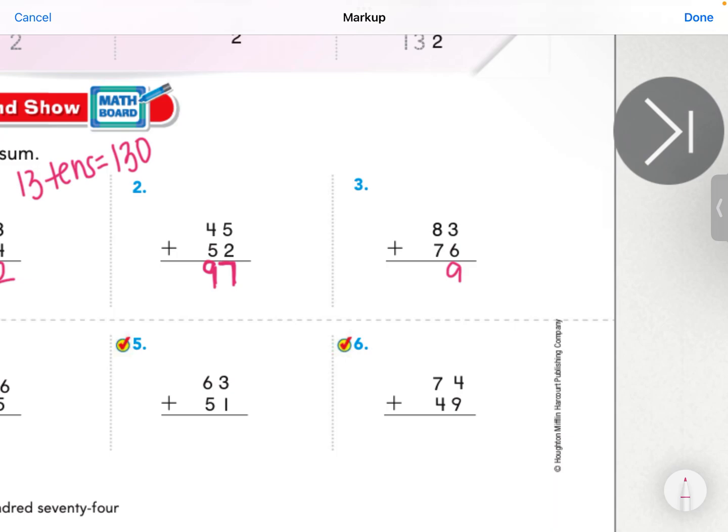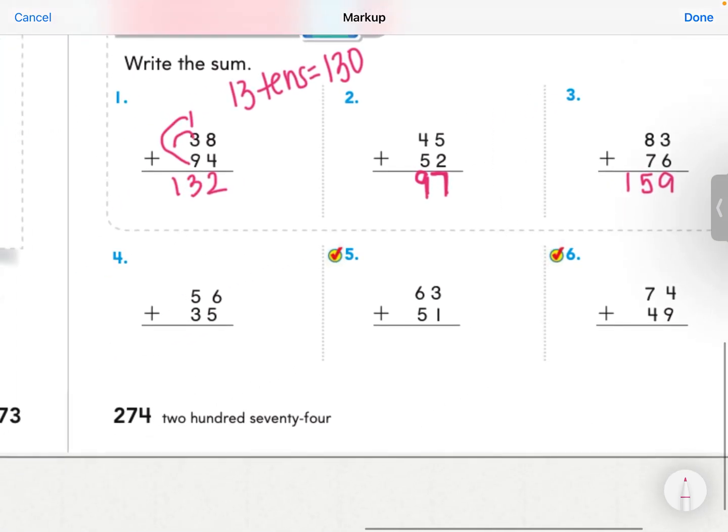8 plus 7 is 15. So 80 plus 70 would be 150. So I'm going to have a 1 in my hundreds place, a 5 in my tens place, and then I have 9 ones. What we do for ones, we do for tens. Like I said earlier, 10 ones gets me to a 10. 10 tens gets me to 100, and that always moves over to the next place value.